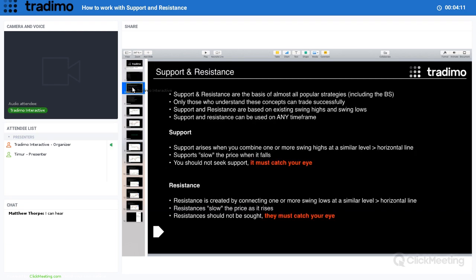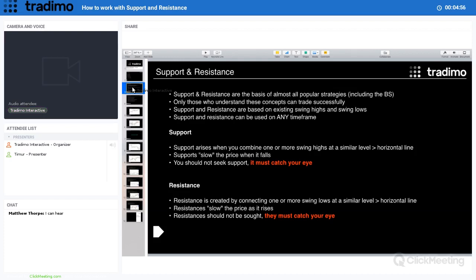So here you can see some general bullet points about support and resistance. Support and resistance are the basis, as I already mentioned, of almost all popular strategies. So maybe you remember the beginner strategy from the last 2 weeks. Even the beginner strategy contains support and resistance, in terms of the fractals we used there. The fractals show up on each swing high and swing low. And if you draw a horizontal line on each fractal, then you have a support or resistance level.